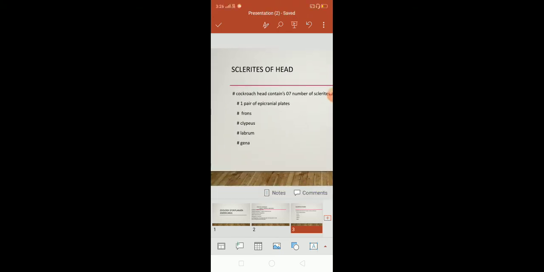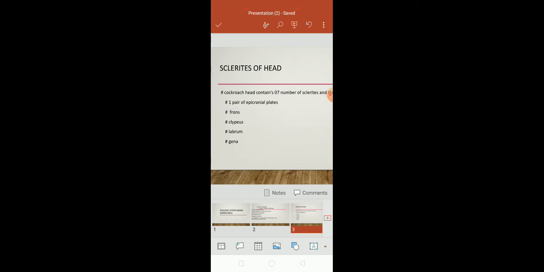So the third slide is the sclerites of the head. Let's discuss the body parts in those sclerites. The cockroach head contains 7 sclerites, and they are 1 pair of epicranial plates, frons, clypeus, labrum, and genae, and here the genae are also 1 pair.